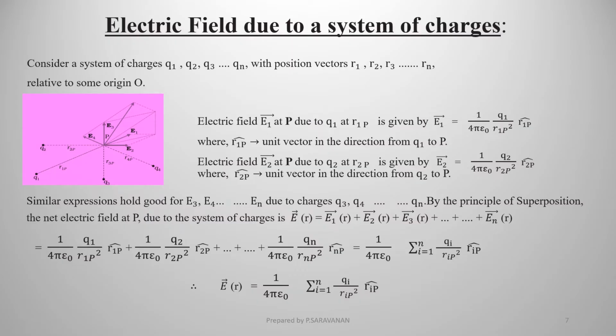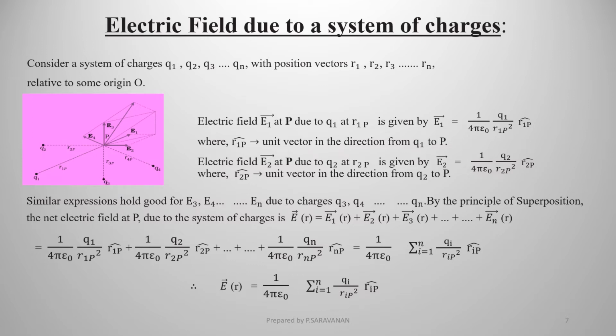We have just derived an expression for the electric field at a point due to a single charge. For a single charge, there will be only a single electric field at any point surrounding it. But for a system of many charges, at the same point, there will be several electric fields.